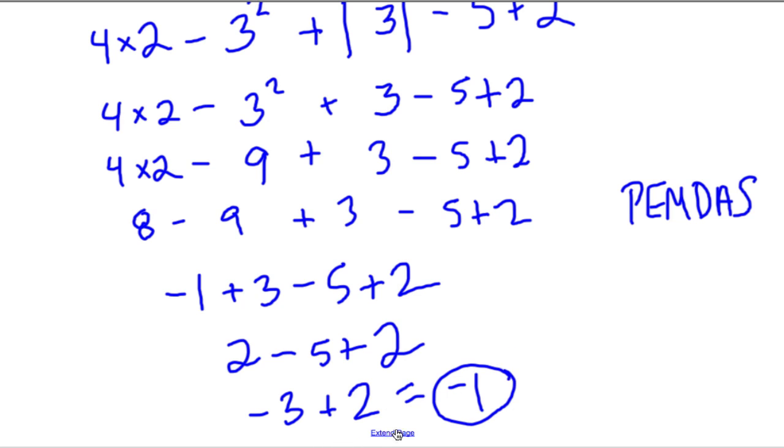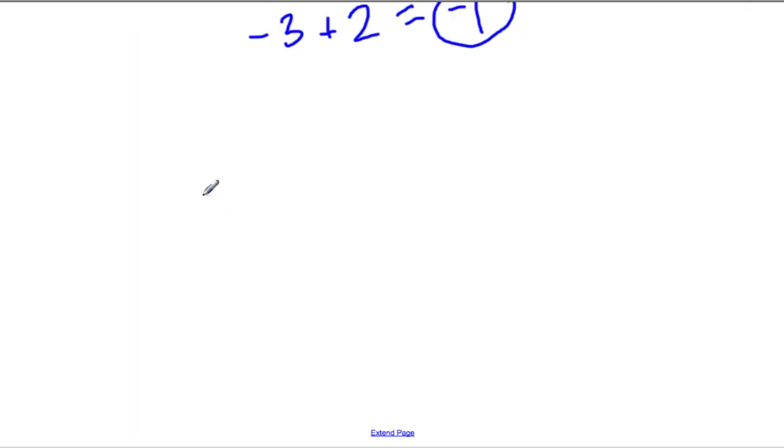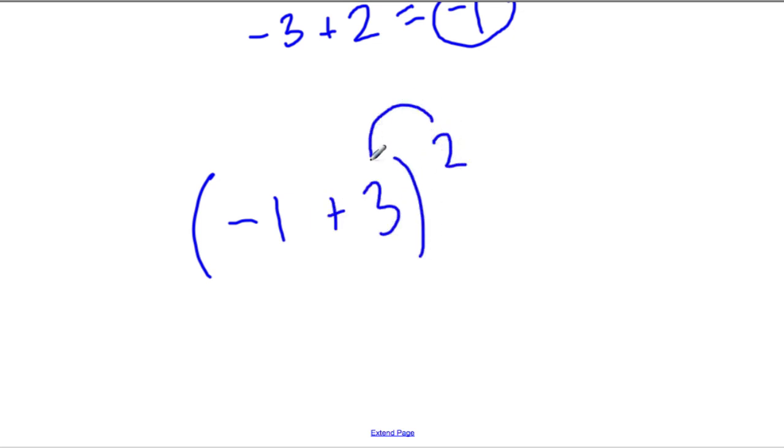Be careful on a couple of things. Sometimes you'll see equations like this: negative 1 plus 3, to the second power. Don't apply the exponent to the 3 before you add it to negative 1. Remember, parentheses come first, and that's referring to this whole thing right there. So negative 1 plus 3 is 2, and then you apply the exponent. So this would be 4. This is the basic idea of following the order of operations.